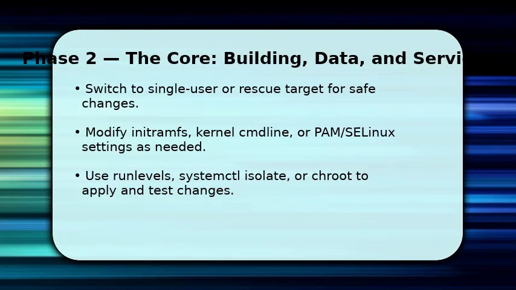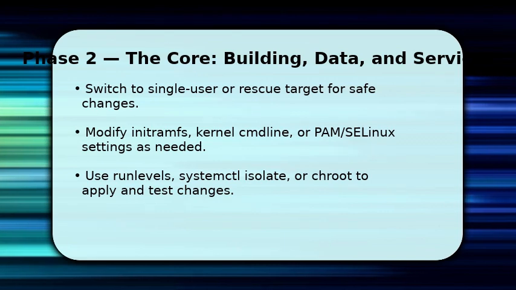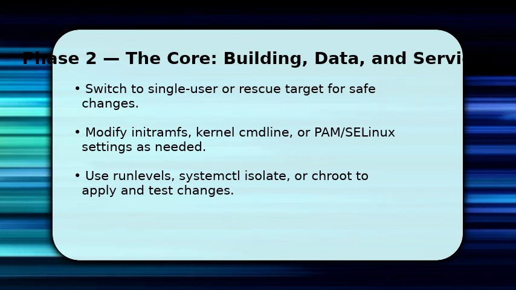You now perform the core transition. Switch to a safe target such as single user or rescue and stop non-essential services. Then, edit the initramfs, kernel command line, or PAM and SELinux policies that enforce mode restrictions. Make incremental edits and explain why each change is required.